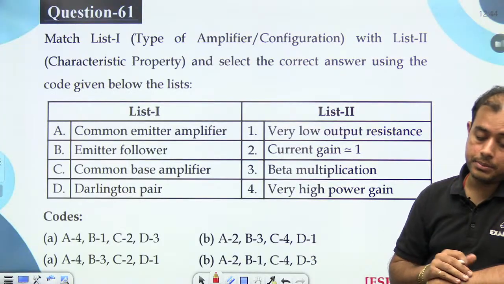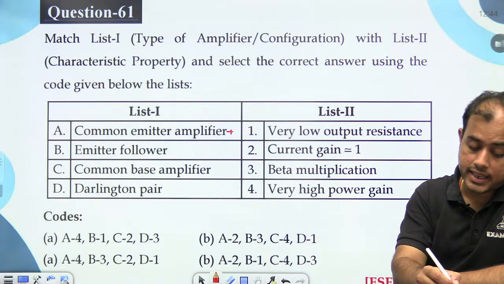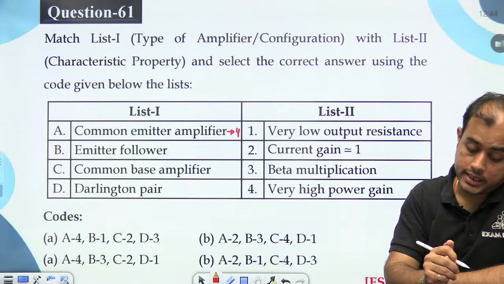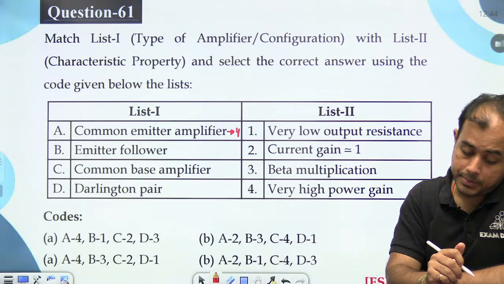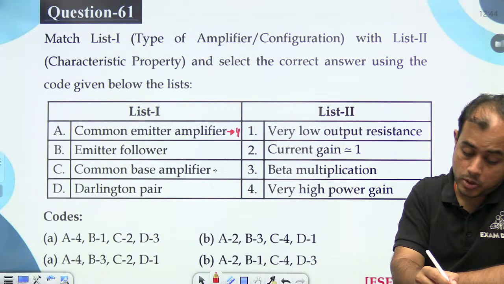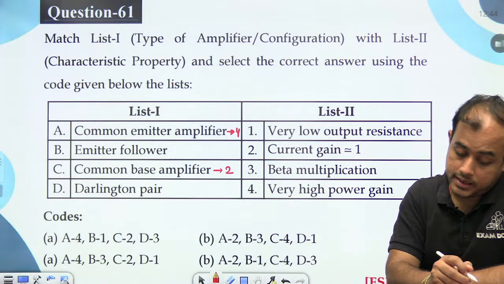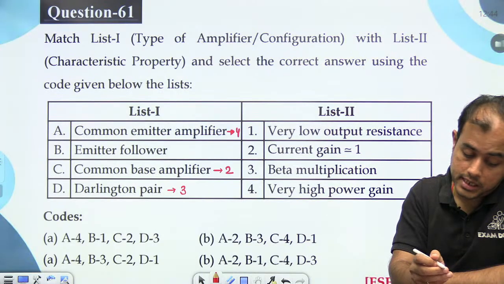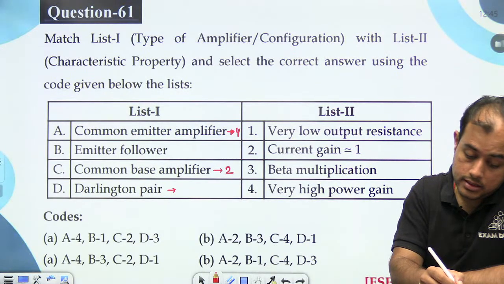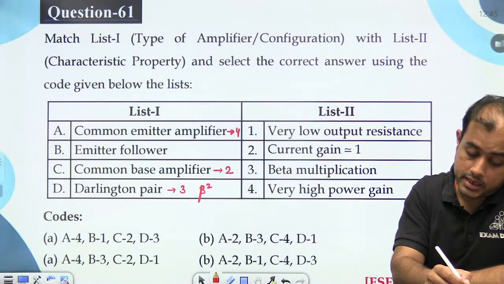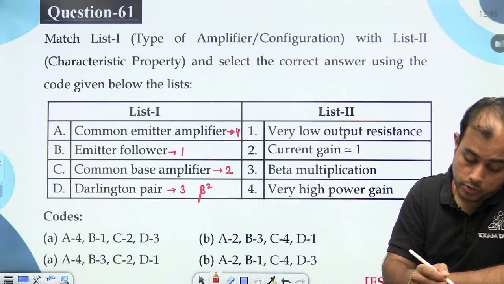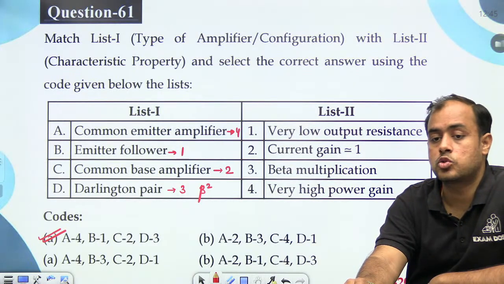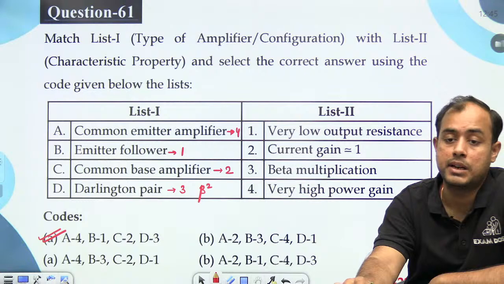Next, match the column. Common emitter amplifier, high power gain. That is why it is used as amplifier. Emitter follower, common base amplifier, current gain is approximately 1. Darlington pair, very low output resistance. Emitter follower, beta multiplication नहीं, emitter इसमें आएगा. It will become beta square. Emitter follower, low output resistance. तो 4 1 2 3. ठीक है, बीटा स्क्वायर हो जाता ना. इट इज अ सुपर बीटा ट्रांजिस्टर. बीटा गेट्स मल्टीप्लाइड.